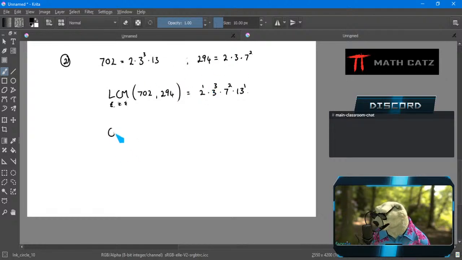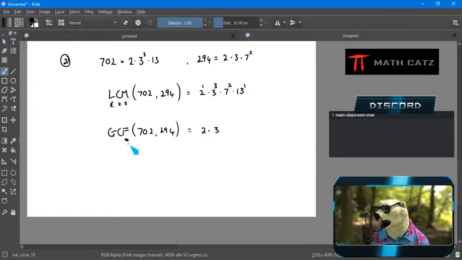Now I'll contrast this with the GCF. I don't have notes. I'm doing it as if for the first time, just to see how the thinking is different and how it's the same. So now I'm looking for a factor of both of these numbers. So I'm making something that can fit into both of those. I am going to only look for the common prime factors because if I have a 7 here, it's not going to fit into 702 anymore. If I have a 13, it won't fit into 294.